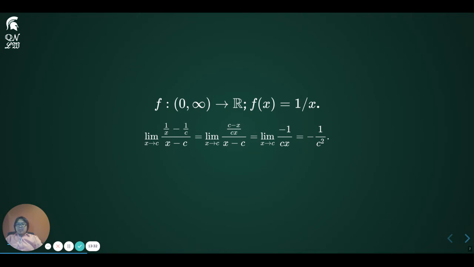The fractions in the numerator can be subtracted by taking common denominators. This leads to the numerator becoming c minus x over c times x. C minus x being the negative of x minus c, we can simplify the difference quotient down to the quantity minus 1 over cx. This is again a continuous function whose limit can be taken directly, and we find the limit to be minus 1 over c squared.